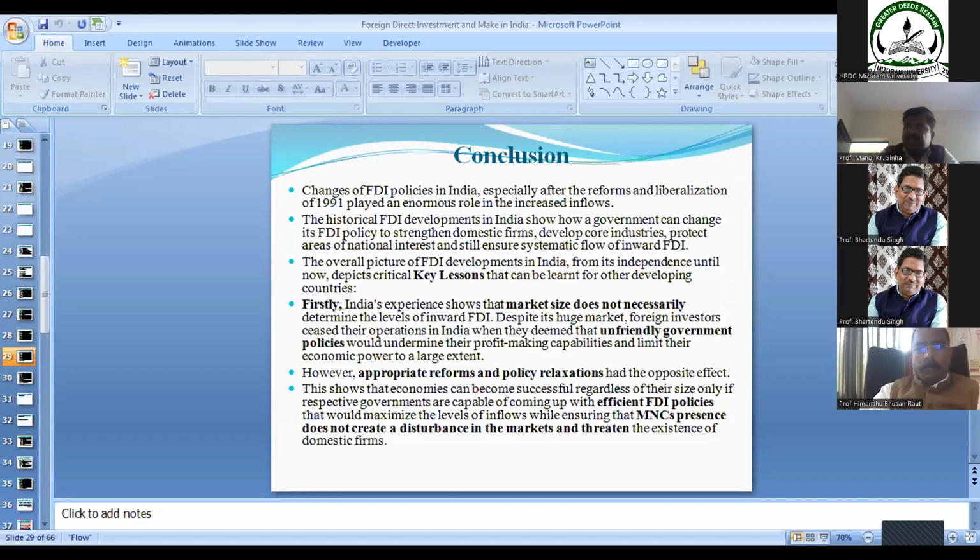So before 1991, our policy was not investor friendly, but after 1991, we opened up and our investment policy became friendly for the foreign investor. So we can see the impact of that: the foreign direct investment level increased in India. So we need to systematically improve our policy as per the change at the global level.